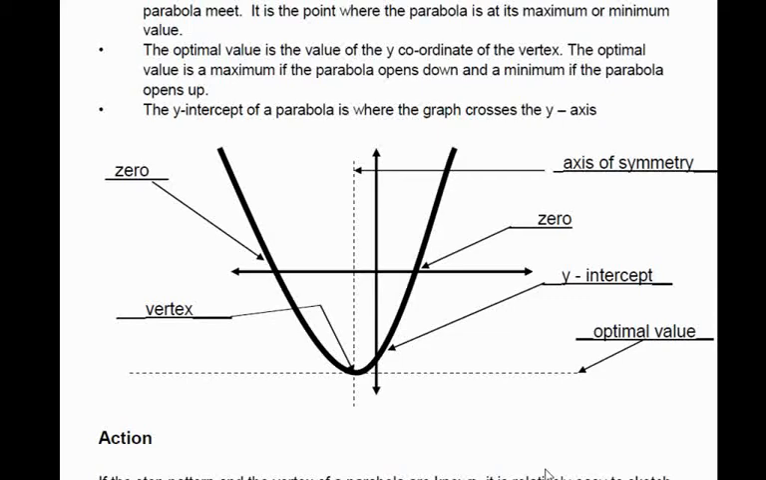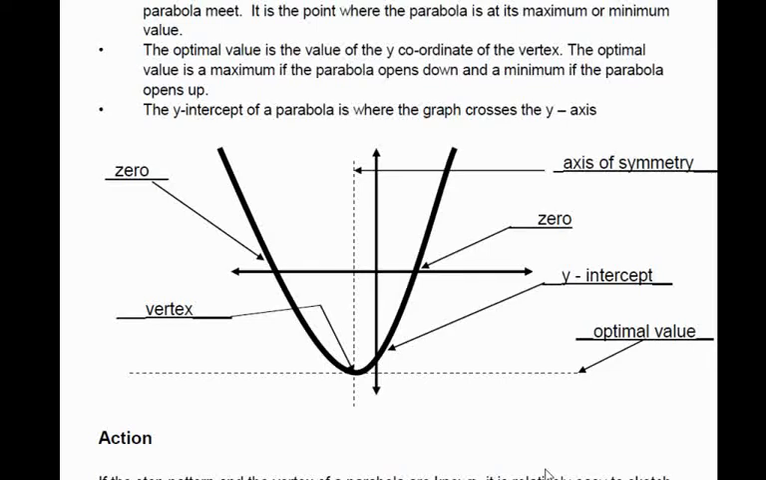The next thing to talk about for a parabola would be that if it crosses the x-axis, the points where it crosses the x-axis are called zeros. So it's possible to have a parabola with two zeros, like the one we see here. It's also possible for a parabola to have 1 zero if the vertex is on the x-axis. And it's possible to have a parabola that has no zeros if the vertex is above the x-axis and it opens up, or if the vertex is below the x-axis and it opens down, we would have no zeros.